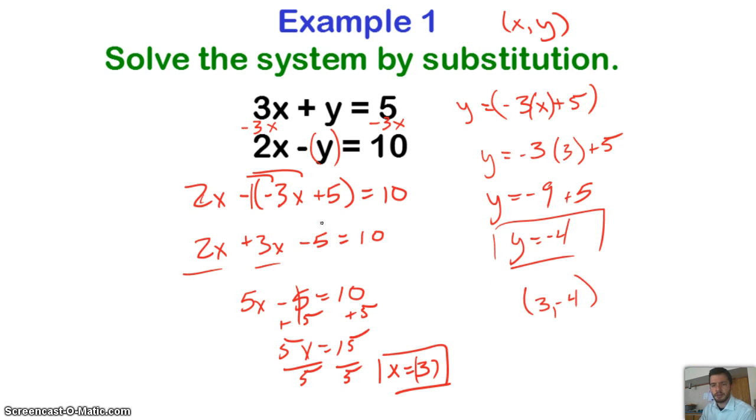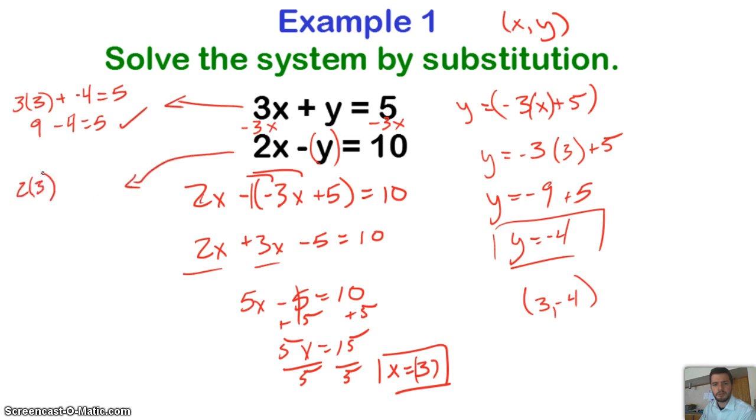I'm going to plug them back in just to make sure they work. Let's start with this one. It'll be 3 times 3 plus negative 4 for the y equals 5. 3 times 3 is 9, minus 4 is 5. So we're good there. And the second one: 2 times 3 minus negative 4 equals 5.